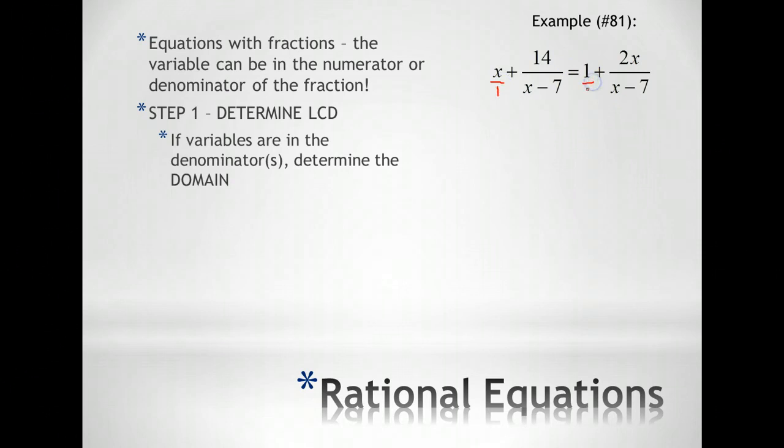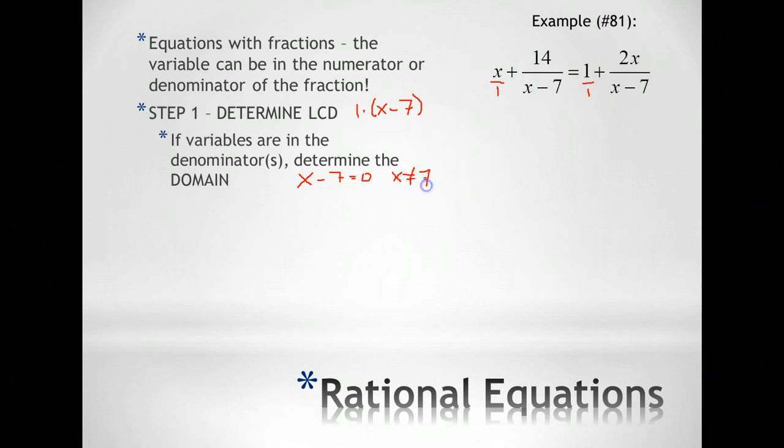There's nothing under the 1, so I know it's over 1. So the least common denominator is all the different denominators, common factors multiplied together. So it's 1 times x minus 7, or just plain old x minus 7, is my least common denominator. Now, since x minus 7 is in the denominator, I know that for my domain, I would set x minus 7 equal to 0 to determine the domain, so I know x can't equal 7.